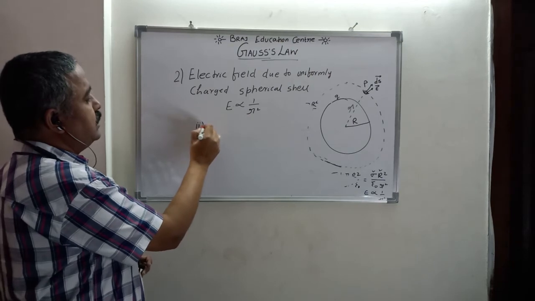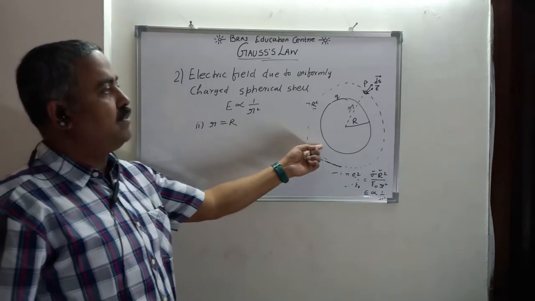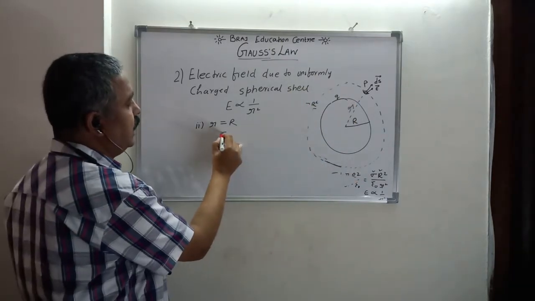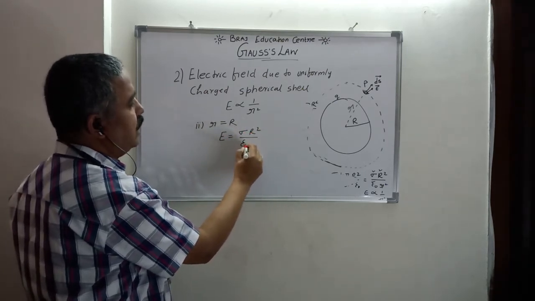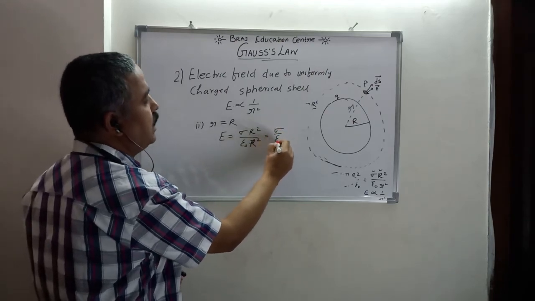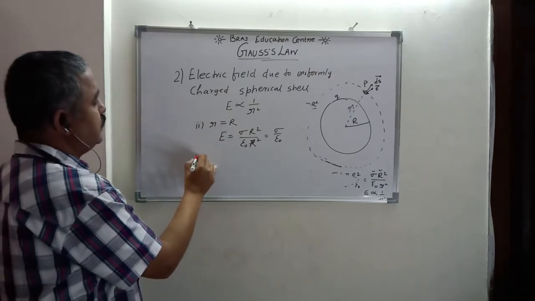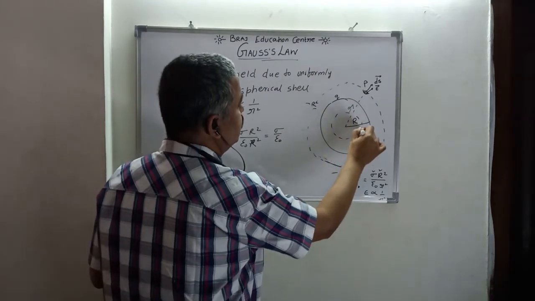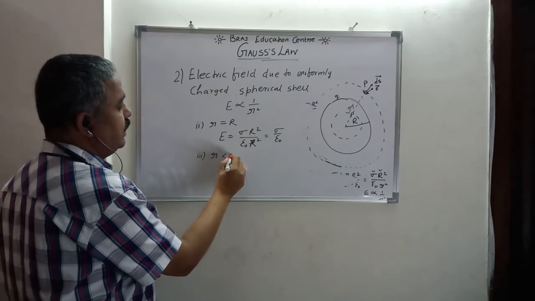The second case in this is where the point P lies on the surface of the uniformly charged spherical shell. So P is here only. So we'll just modify this, and we get electric field is equal to sigma R square upon epsilon naught r square. Both are same in this case, so it becomes sigma by epsilon naught. The third case is where the point P lies inside over here. So this is my Gaussian surface and P is over here. Small r is less than capital R.